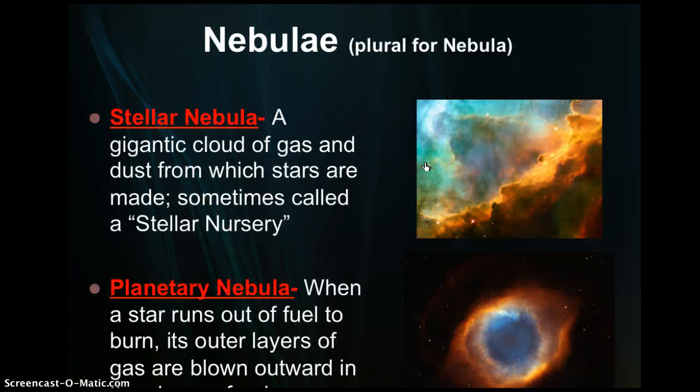Now, nebulas, there are two different types. There's one where a star begins, a stellar nebula. You can think of them as a stellar nursery. And then there's a planetary nebula, which is when a star runs out of fuel. So there are two different nebulas. You need to make sure you understand the difference between them.